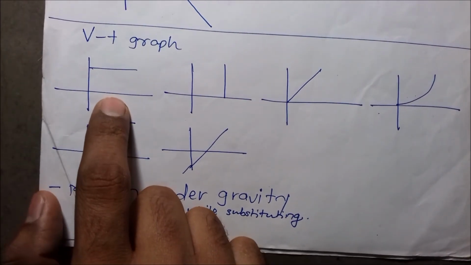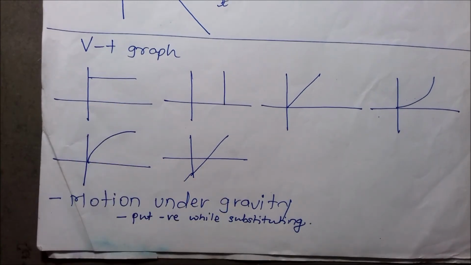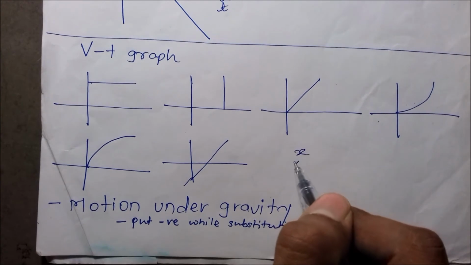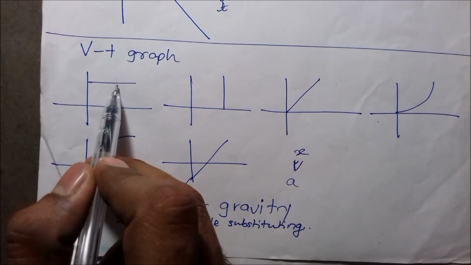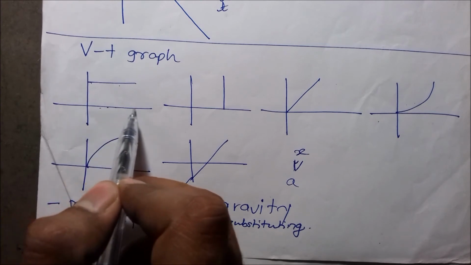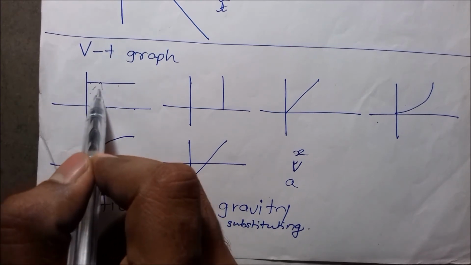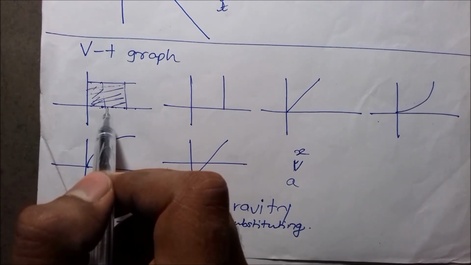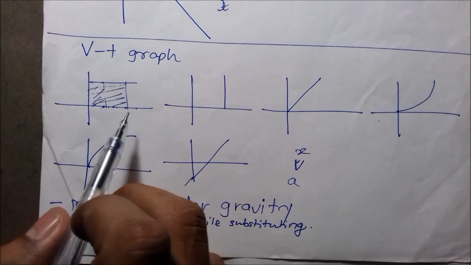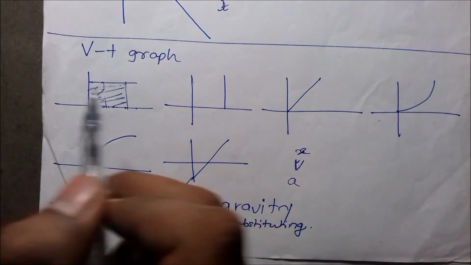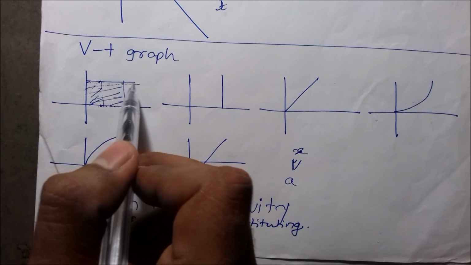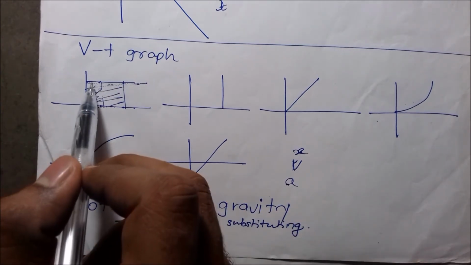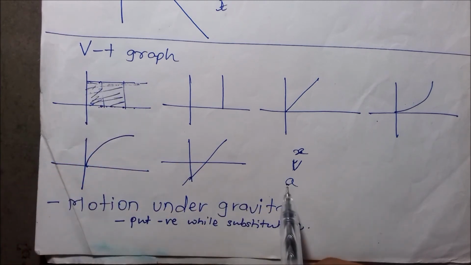So in this graph, displacement x is increasing, because continuously the area is increasing. For this time, this is the displacement. For this time, this is the displacement. So the area under the curve is continuously increasing, therefore x is increasing. Velocity is constant. A horizontal graph means velocity is constant, and acceleration is the slope. Slope is 0, therefore acceleration is 0.